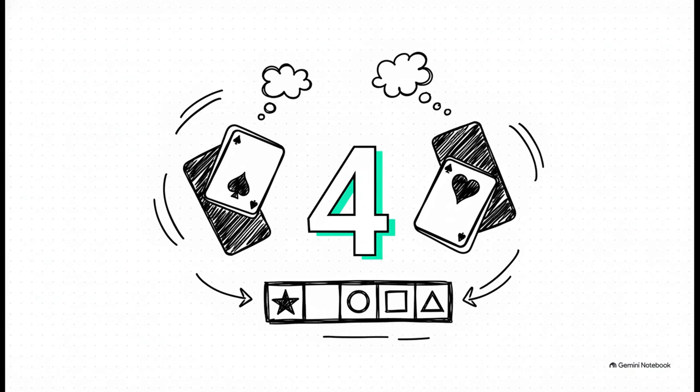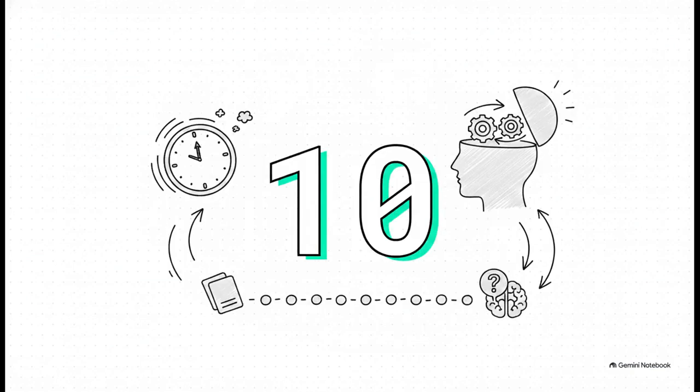This card is shown to the participant for exactly 4 seconds. As soon as those 4 seconds are up, the card is hidden, and we instantly introduce an intervening variable, a 10-second digit naming distraction task. We literally have the participant read numbers aloud for 10 seconds.